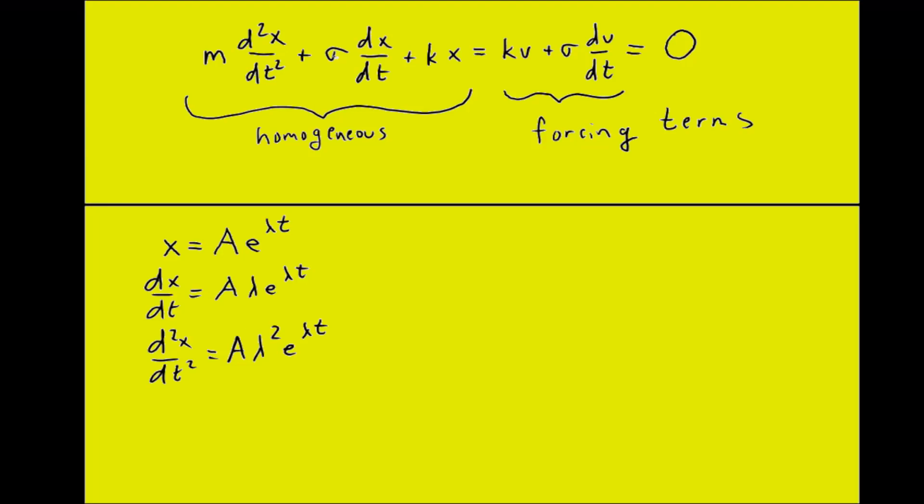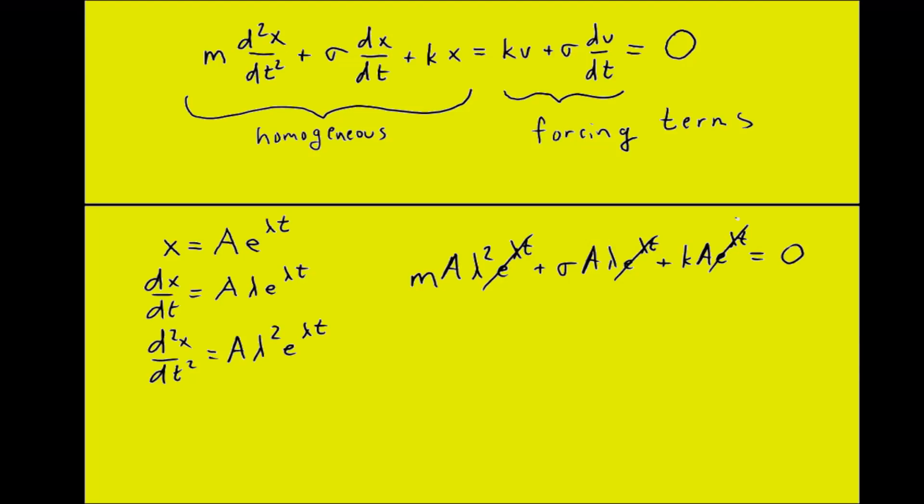When we substitute these into our equation above, we get m times the second derivative, which is a lambda squared e to the lambda t, plus sigma a lambda e to the lambda t, plus k a e to the lambda t, all of that equal to 0. Remember, we're setting the forcing terms equal to 0 in this particular case. Now e to the lambda t can never be 0 no matter what lambda or t are, so we can divide through by e to the lambda t on the left-hand side.